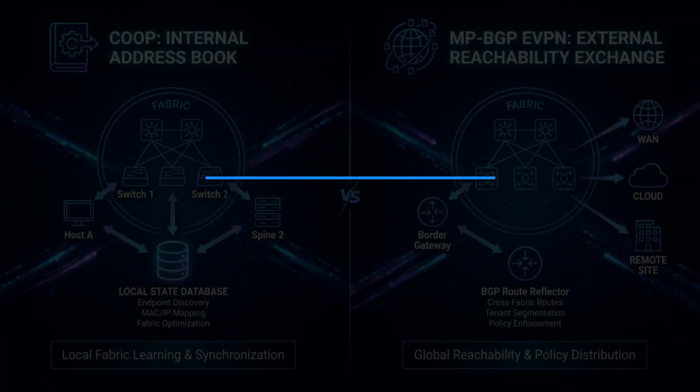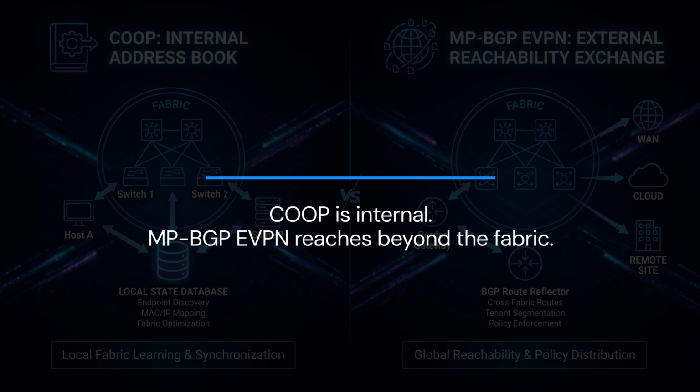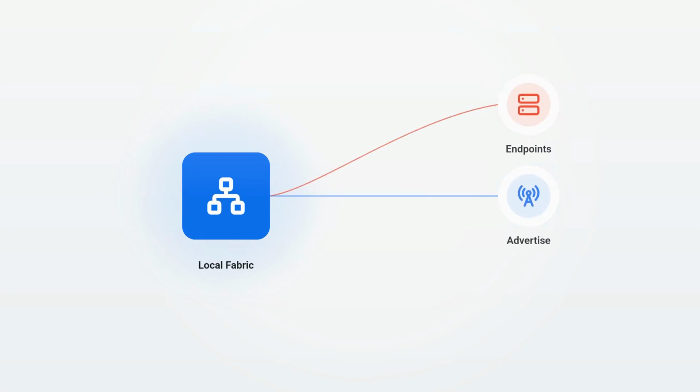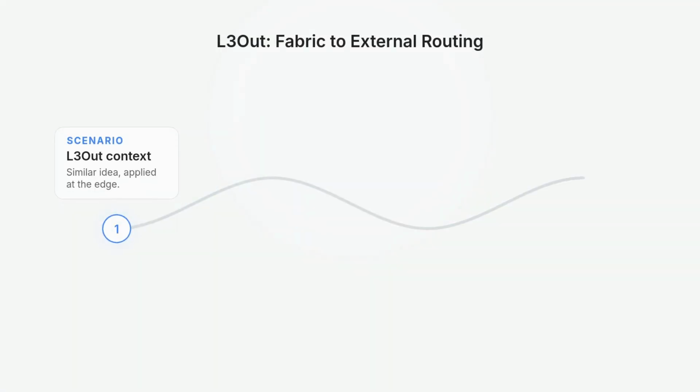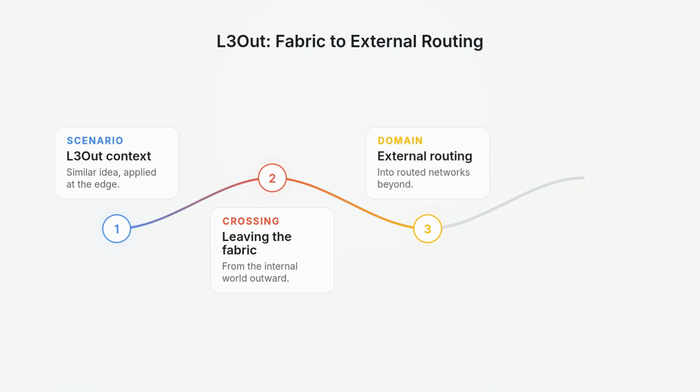So think of COOP as a fabric's internal address book, while MP-BGP EVPN is how that fabric exchanges reachability with places beyond its own walls. In a multi-site scenario, that matters a lot. The local fabric still needs local endpoint truth, but the broader system also needs a way to advertise and learn remote reachability. In an L3 out scenario, the idea is similar. You are crossing from the internal fabric world into external routed domains, so BGP-based exchange becomes the sensible tool.